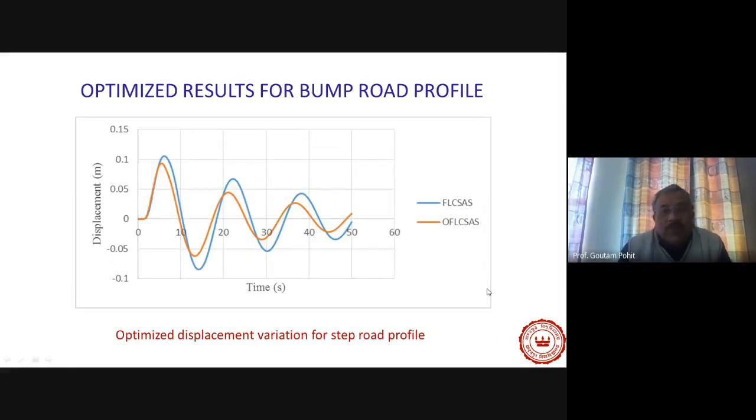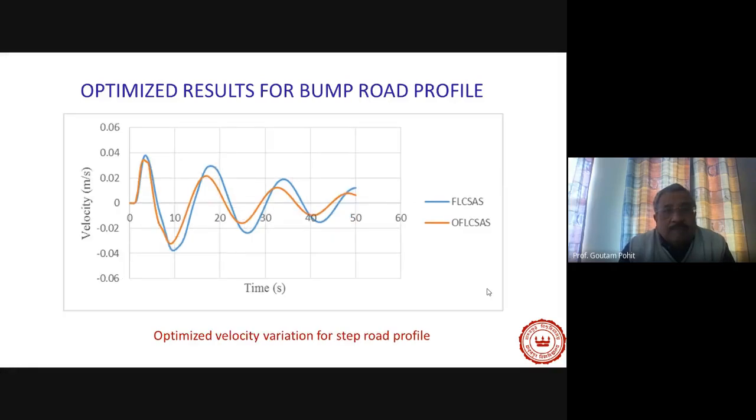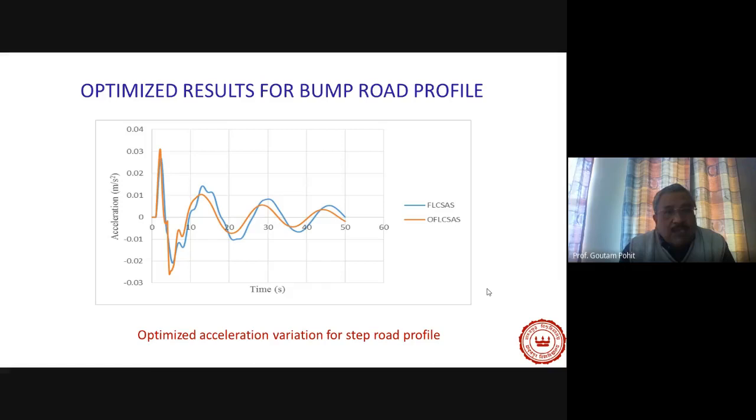And the bump profile is also shown here. And the acceleration is also shown for the bump road profile.